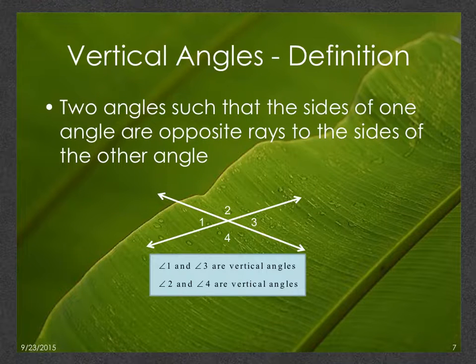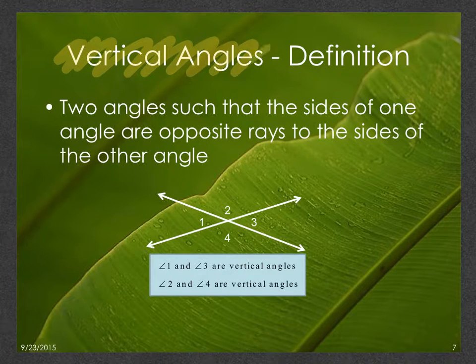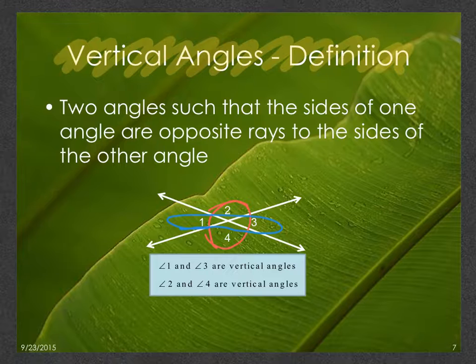The vertical angle definition we know. It's two angles such that the sides of one angle are opposite rays to the sides of the other angle. So we already know the definition. So in this diagram, angle 2 and angle 4 are vertical angles, and angle 3 and angle 2 are vertical angles. If I extend the sides of one, they become the sides of the other.